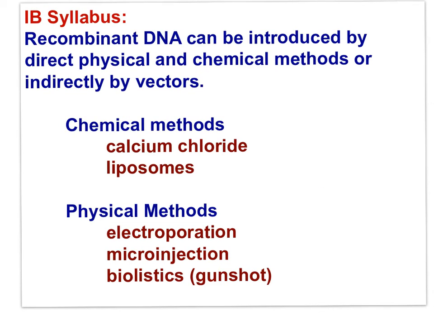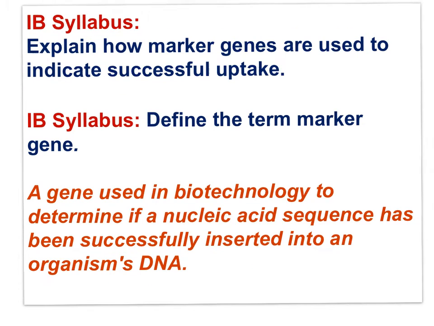Through the last 8 slides, I have addressed direct physical and chemical methods of introducing DNA to cells. The chemical methods include the use of calcium chloride and liposomes, while the physical methods include electroporation, microinjection, and biolistics, the gunshot method. So all of this raises the question, how do we know when host cells have taken up the target gene? And thus the next IB syllabus statement.